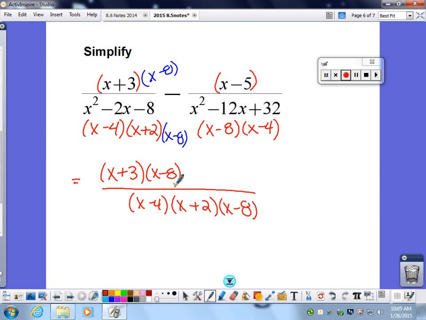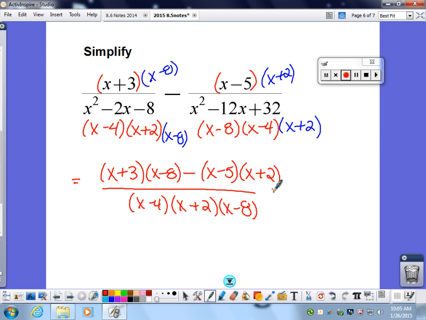All right, my second fraction. What am I missing? I need an x plus 2. So I'm going to multiply the numerator times x plus 2 and the denominator times x plus 2. Same thing as multiplying by 1. Identity property. All right, so what do I got? I got minus, don't forget that minus, x minus 5, x plus 2.